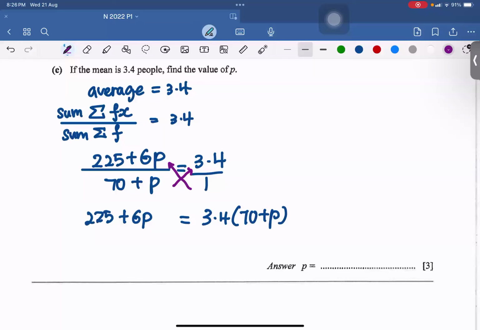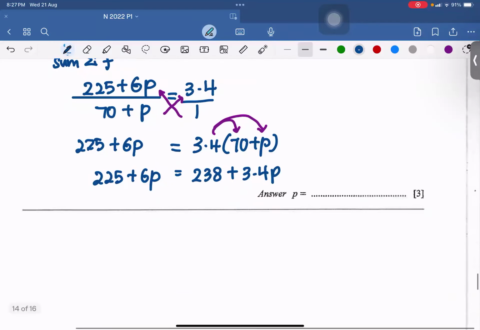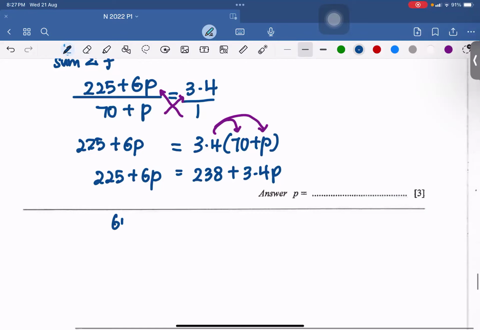Expand. Thank you. I don't like to talk to myself, so I make people tell me the answer. 3.4 times 70 is 238 plus, there is a common mistake. Sometimes students just give me P. Not correct. The number also must multiply to P. So this will be 3.4P. Then this side is 225 plus 6P. We rearrange and group the P together, so I'm going to keep my 6P here.